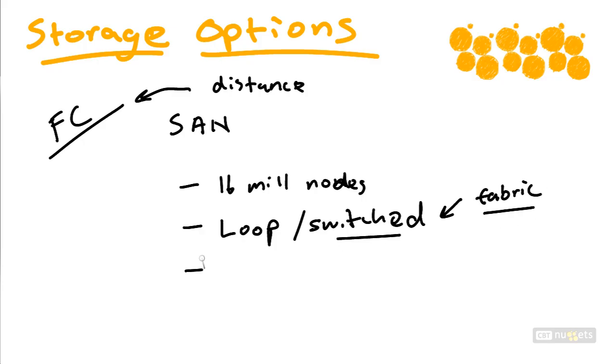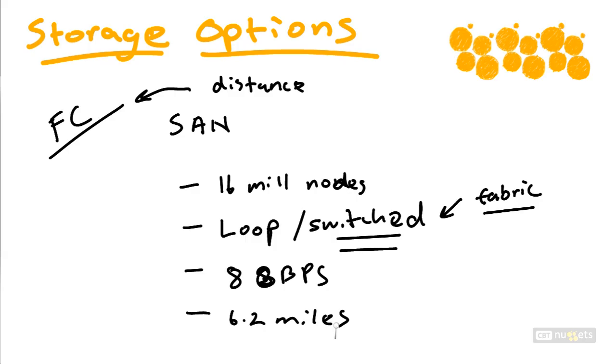Host speeds, well, we can have up to 800 megabits per second, or if we're in a switch type fabric infrastructure, we can get up to 8 gigabits per second with this particular technology. Segment distances, no problem. We can go up to 6.2 miles with fiber channel as the transport for our SCSI signals, and there is indeed support for multiple protocols with our fiber channel infrastructure.